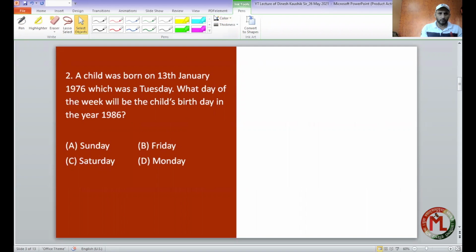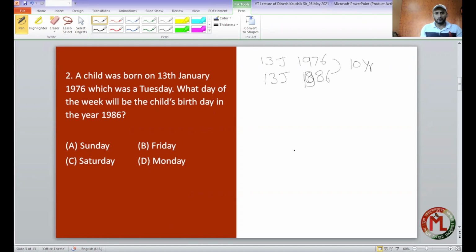A child was born on 13th January 1976. 13 Jan 1976. After 10 years, the date will be 13 Jan 1986. So there is a gap of 10 years.